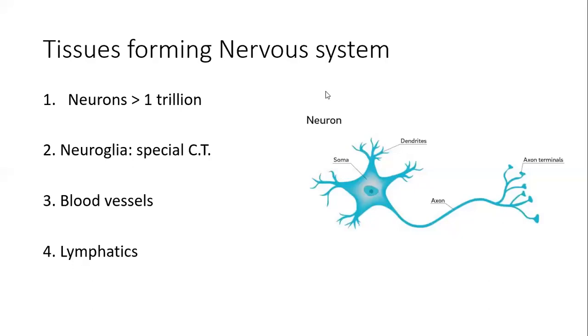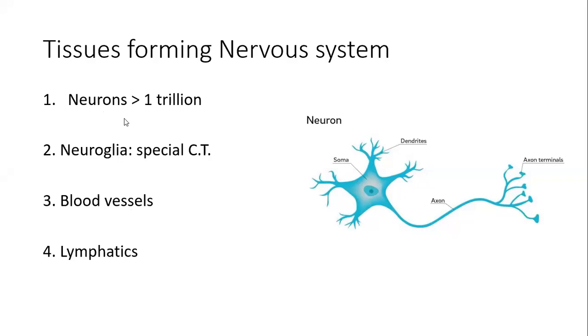Now, next we move on to the tissues forming the nervous system. We must know what type of tissue is present within the nervous system. So the nervous system comprises these 4 types of structures. इन 4 चीजों से मिलके nervous system बनता है. वो कौन सी 4 चीजें हैं? Neurons, neuroglia, blood vessels, and a very recent addition to the structure of the nervous system, lymphatics.